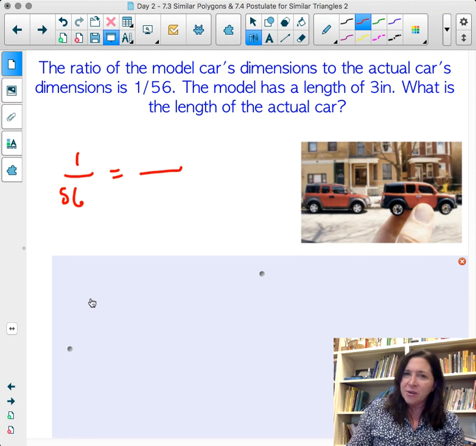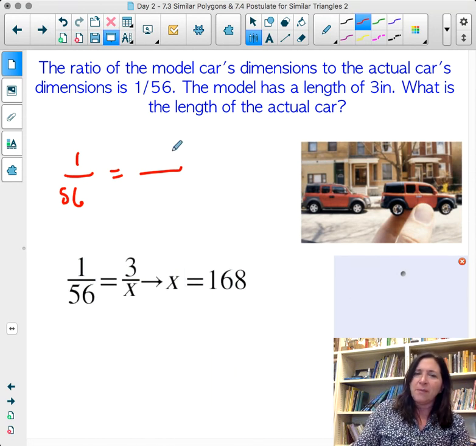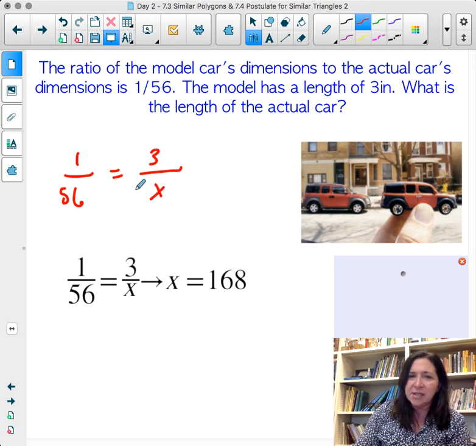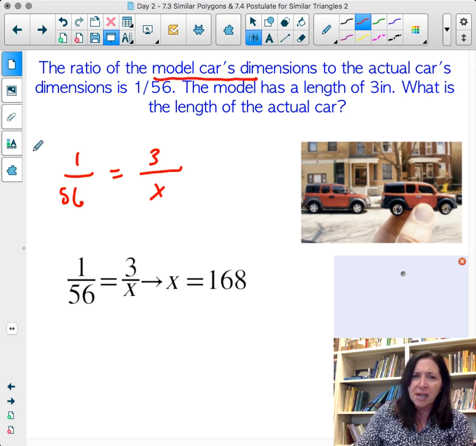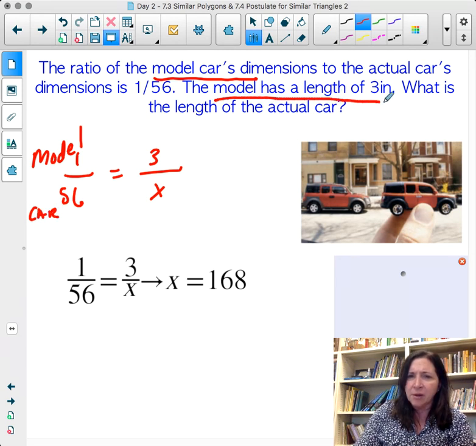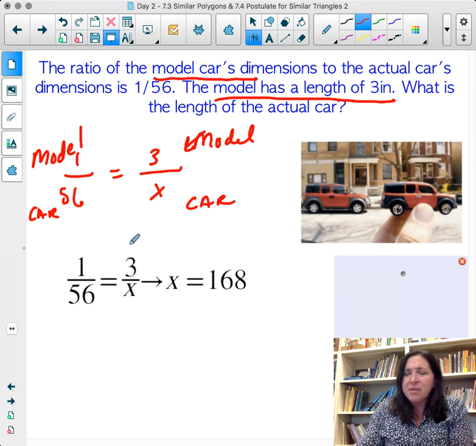So hopefully you did that and you said, oh, it's 3 to some value here. Length is 3 inches. And what is the length of the model? So when you're doing this, you've got model. See, when you write models, cars, dimension. So sometimes it's easier to write, there's my model and there's my car. Okay. So then when it says the model has a length of 3 inches, see the models go on top. So that's model. And then on the bottom, what's the length of the actual car? And so that to me is a little bit easier.